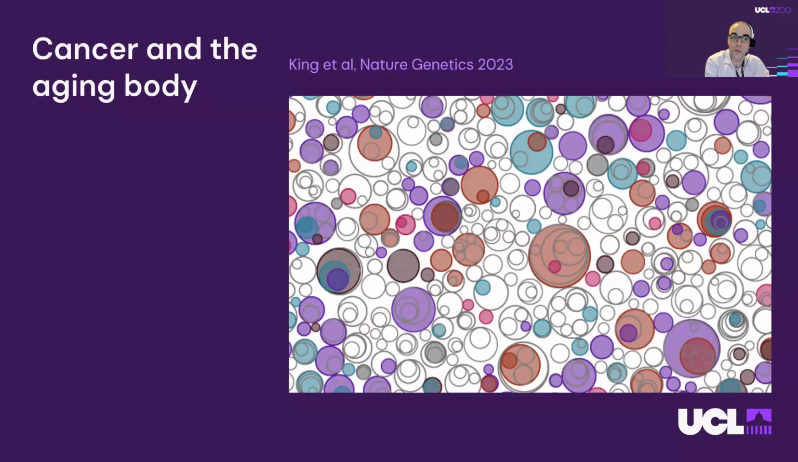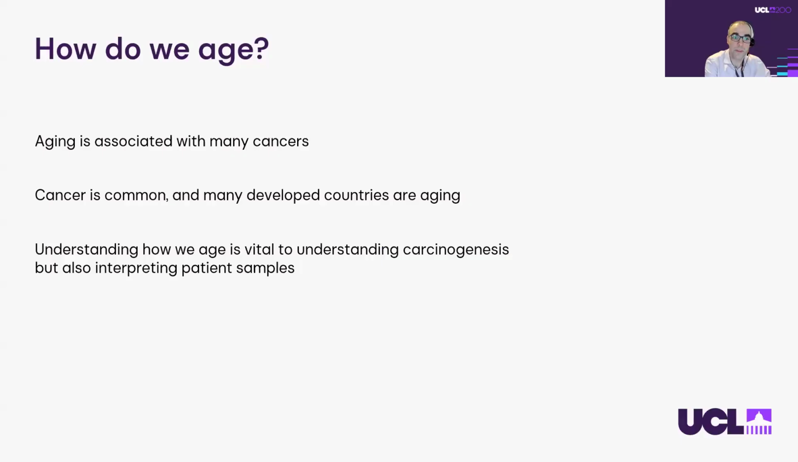And really, we're going to be talking today about cancer and the aging body. How we age is a really important question for cancer because aging is a risk factor for a great many cancers. Now, cancer is extremely common, with CRUK statistics suggesting that 1 in 2 of us in our lifetime will develop a cancer, or 1 of 2 of us will go on to die from those cancers.